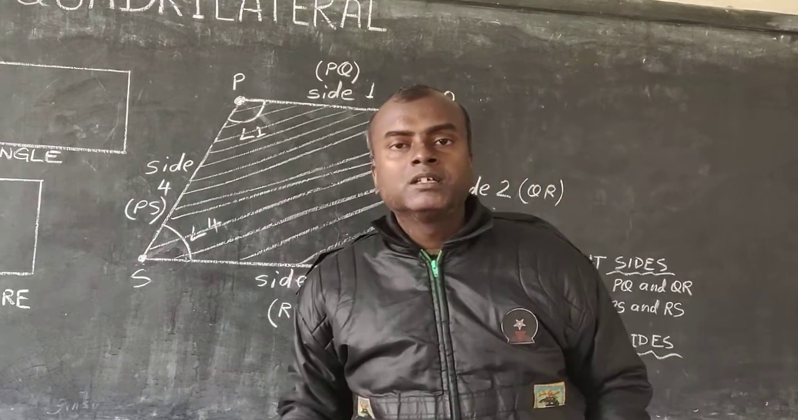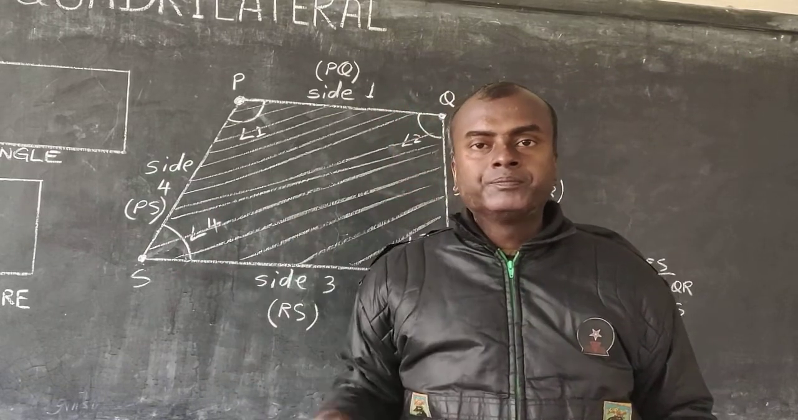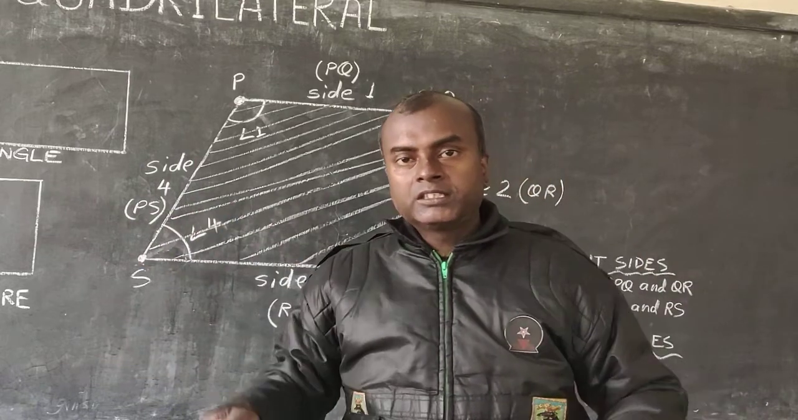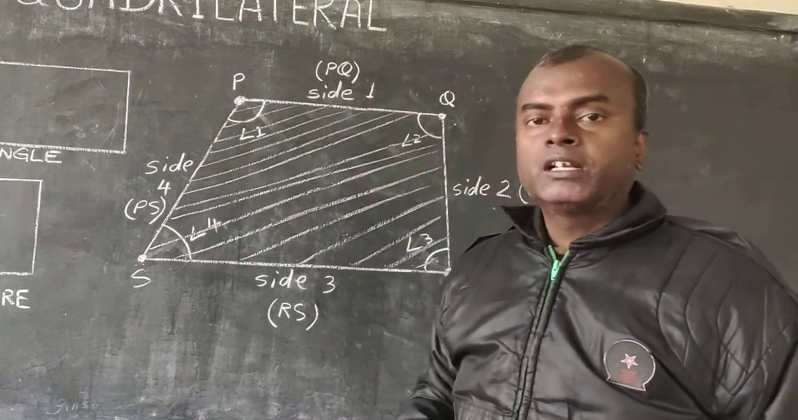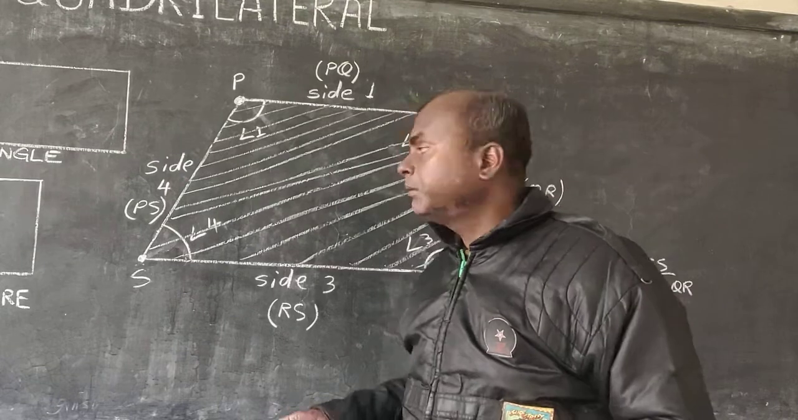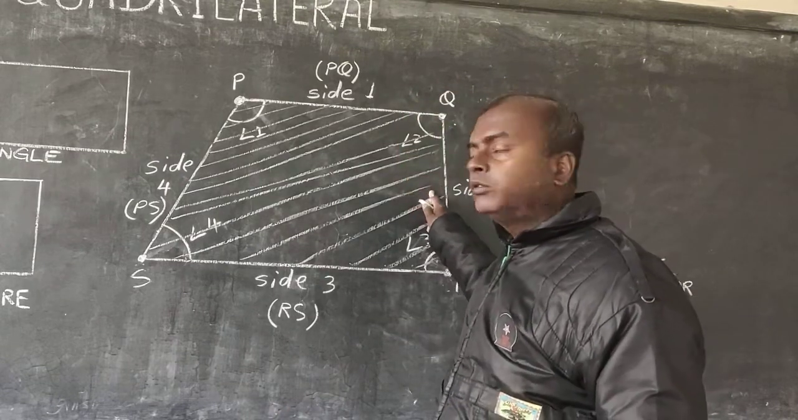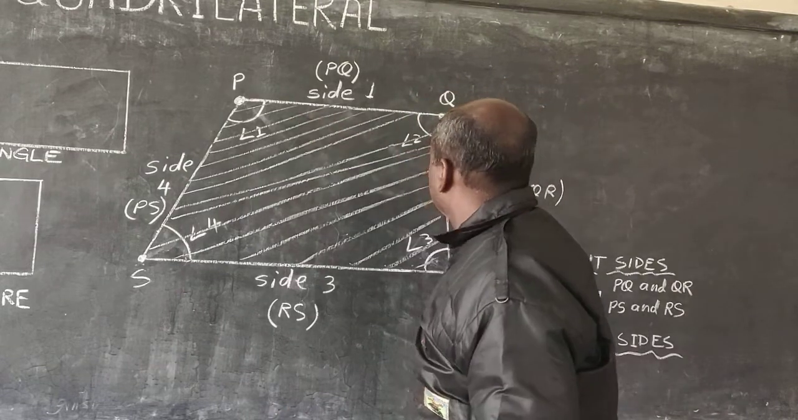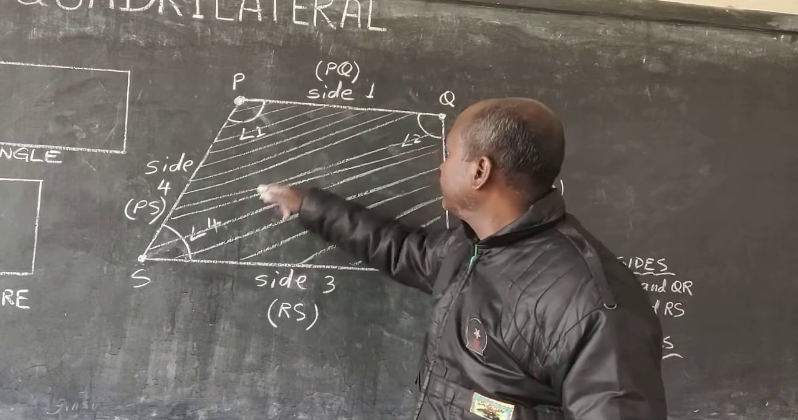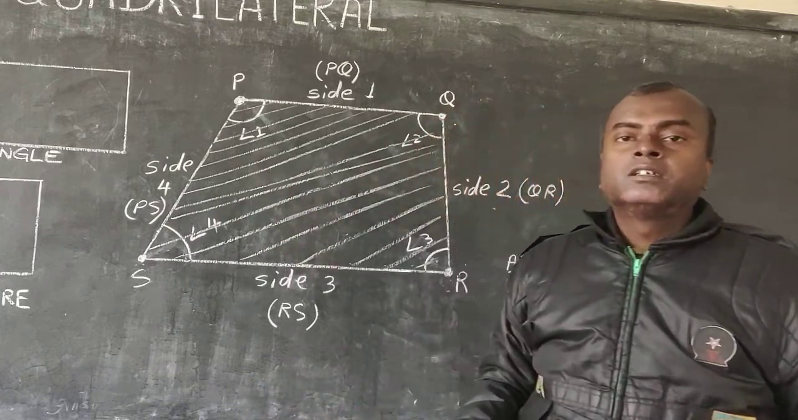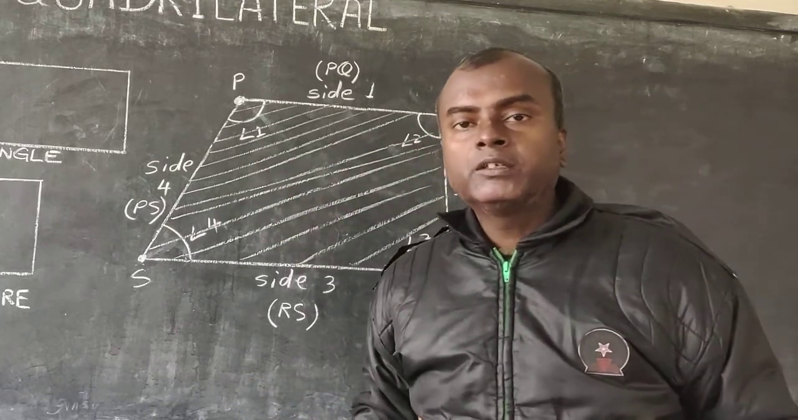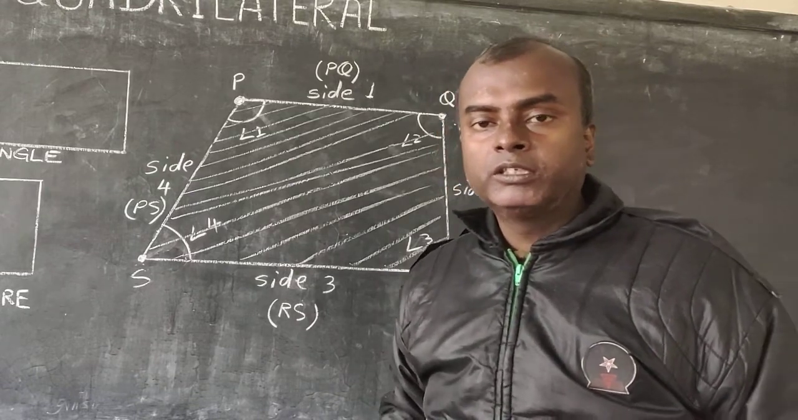Similarly, we have triangular region also. Triangular region is what? The three sides of the triangle along with the boundary that is inside the three sides is known as the triangular region. Similarly, quadrilateral region also is the four boundaries or the four sides and the area which is enclosed inside the four sides is called the quadrilateral region.